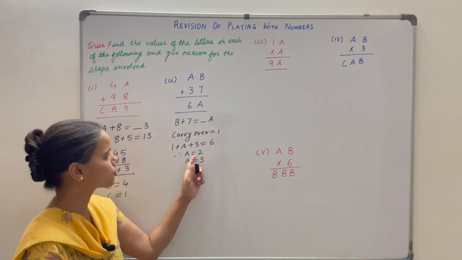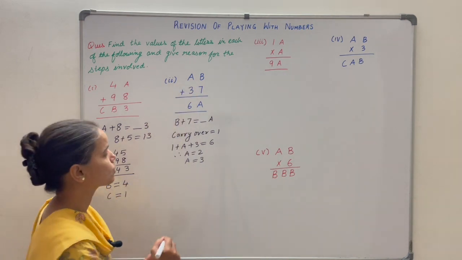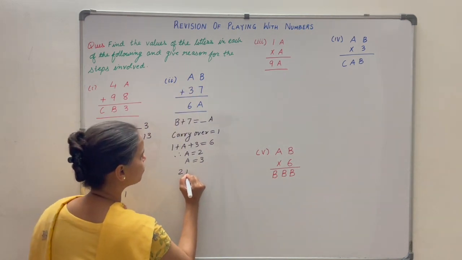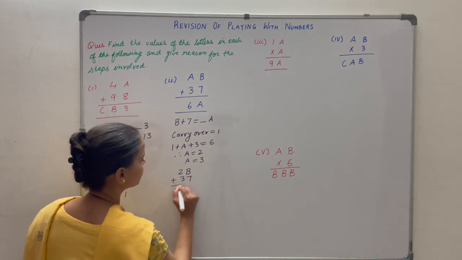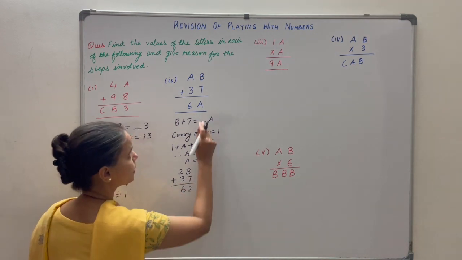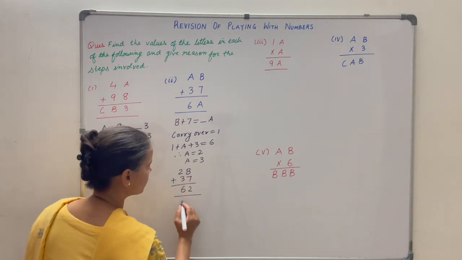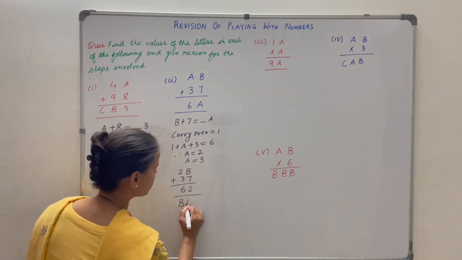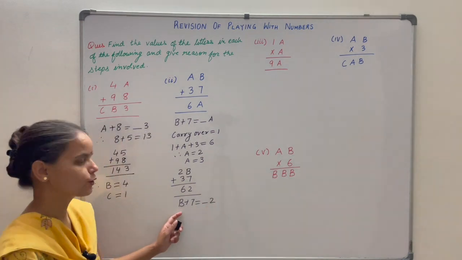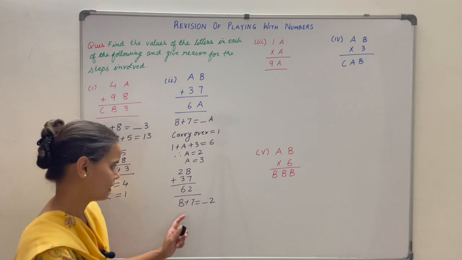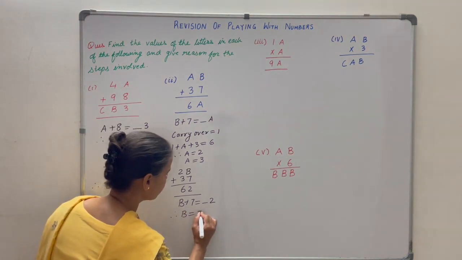Now let us first try out A equals 2. Let us put the value of A as 2 there. So we get 2B plus 37 should give you 62 because A is 2. So what could be the possible value for B now? B plus 7 should give you 2 in the units place. So what is the value for B here? It is 5. So therefore the value for B is 5.